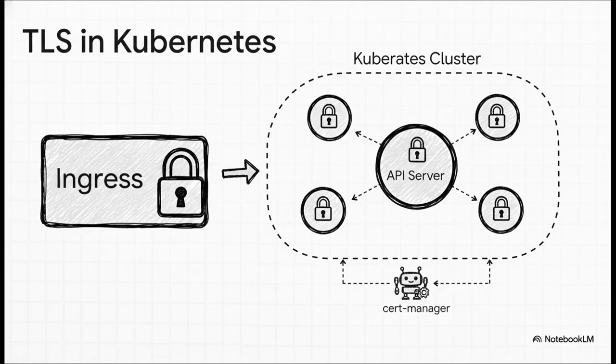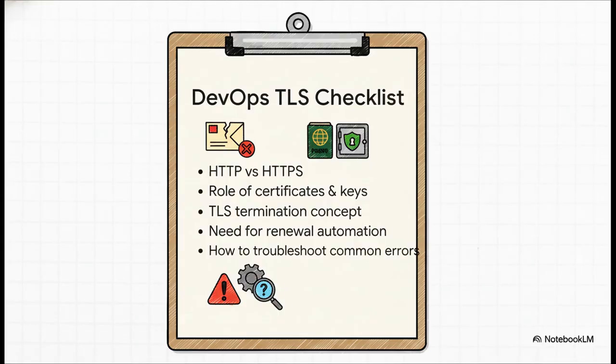And speaking of modern infrastructure, if you're working with Kubernetes, TLS is literally everywhere. It's securing all your incoming traffic at the ingress. It's used for secure chatter between your services, which is called mTLS. Even the Kubernetes API server itself uses it to stay secure. And a fantastic tool called cert-manager has pretty much become the go-to way to automate all of this inside your cluster. So let's wrap this up with a quick checklist.